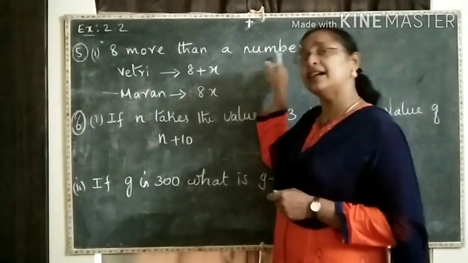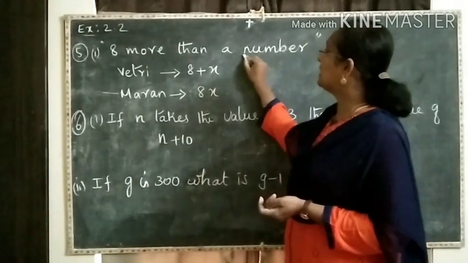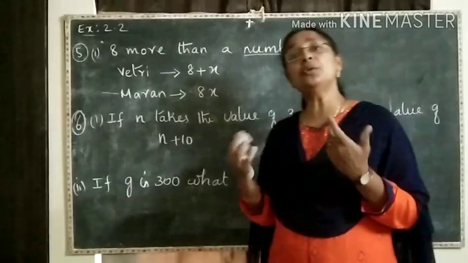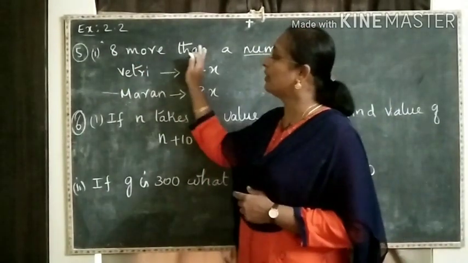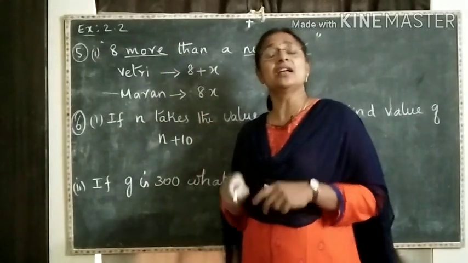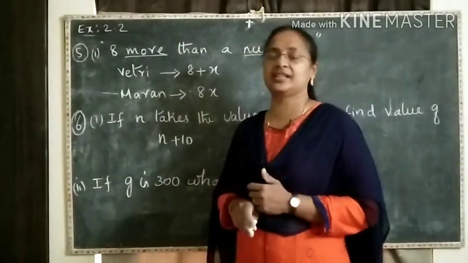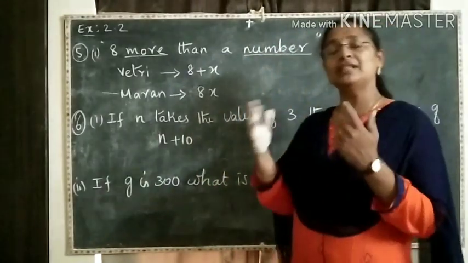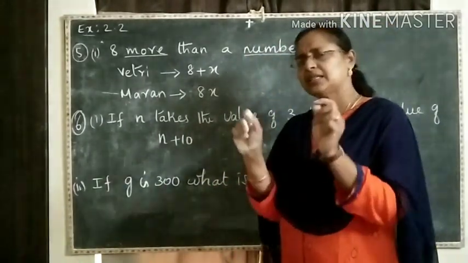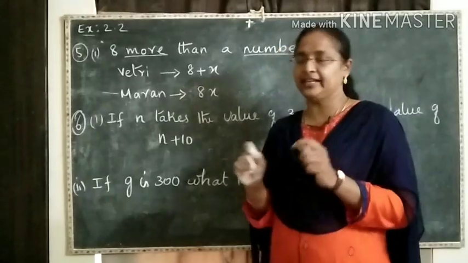8 more than a number. Now this number is not given. It is an unknown number. We don't know what that number is. Now, what is the keyword in "more than"? The keyword of "more" is addition, isn't it? So 8 is added to a number. Okay, this is the question given by the teacher.